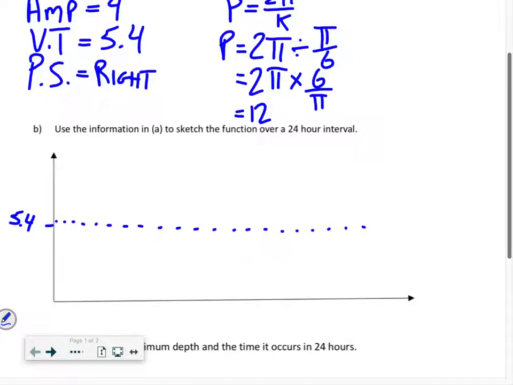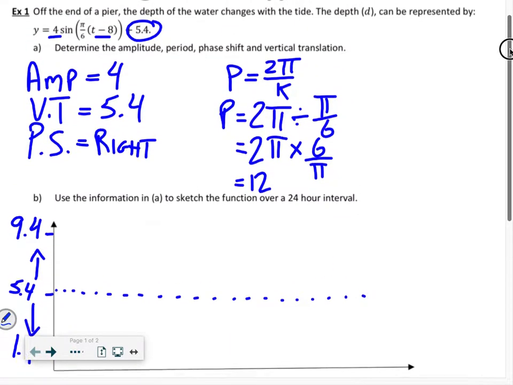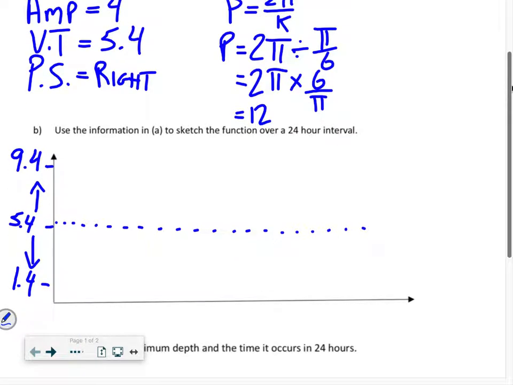That's pretty straightforward. If our amplitude is 4, that means that we're going to go up 4 and down 4 from that point to get our max and our min. So that's going to give us 9.4 here, and then down 4 would be 1.4. So we've got our max and our min. Now our starting point was at 8, and it's a sine graph, so that means we're going to be at time 8, right in the middle there.